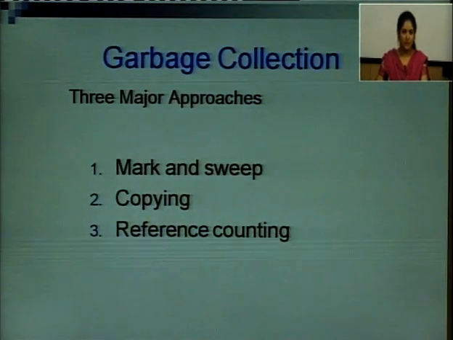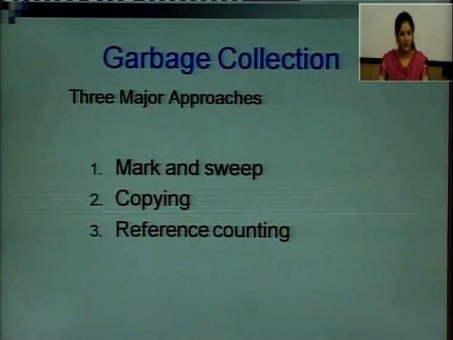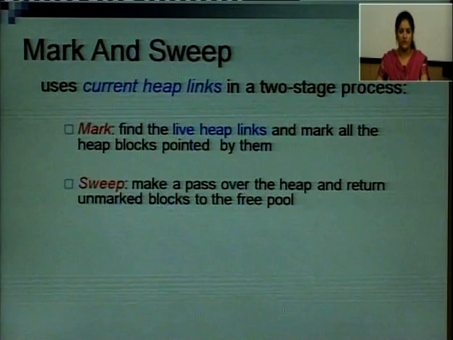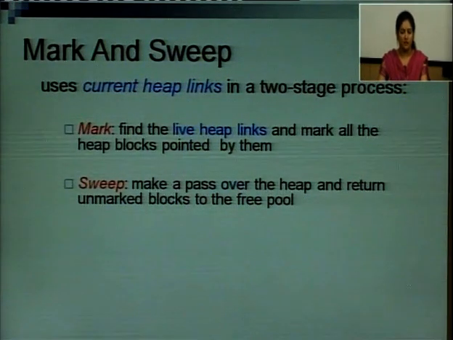They collect the garbage a little at a time, then avoid the uneven performance of mark and sweep and copying collectors. We have three major approaches to garbage collection by which we can achieve it. First is mark and sweep, second is copying, and the third is reference counting.